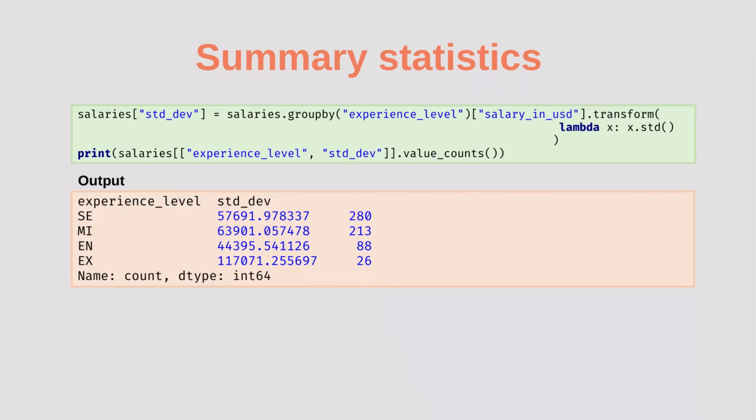The first step is to use groupby, grouping by the experience level column. Next, we select the salary in USD column and call the pandas transform method. Inside the transform method, we apply a lambda function using the syntax lambda space x colon followed by x.std, the standard deviation function. This will calculate the standard deviation of salaries based on different experience levels.